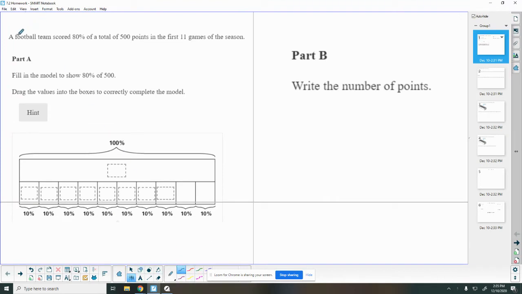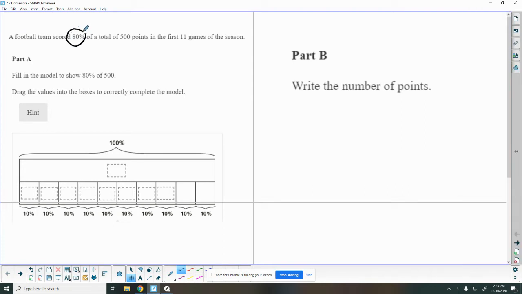So number 1 says that a football team scored 80%. So remember, 80% is always written as over 100%, always over 100, with a total of 500 points in the first 11 games. So here's our total, here's our percent. We know that was for 11 games. Fill in the model to show 80% of 500. So remember, in the top, this is 100% of the games. They've scored 500 points. So 500 goes in our top box.